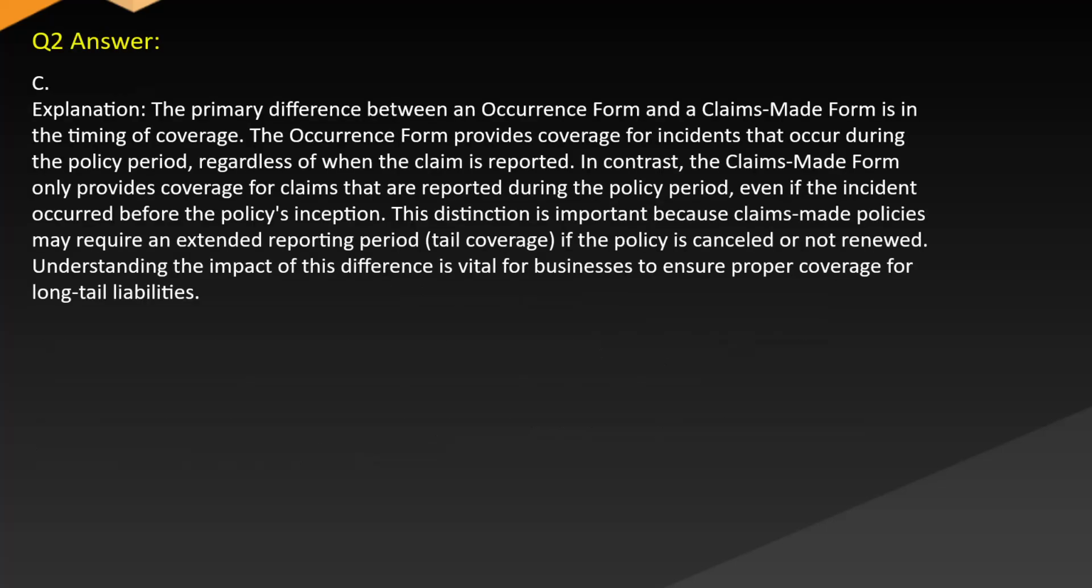Answer. C. Explanation. The primary difference between an occurrence form and a claims-made form is in the timing of coverage. The occurrence form provides coverage for incidents that occur during the policy period, regardless of when the claim is reported. In contrast, the claims-made form only provides coverage for claims that are reported during the policy period, even if the incident occurred before the policy's inception. This distinction is important because claims-made policies may require an extended reporting period, tail coverage, if the policy is cancelled or not renewed. Understanding the impact of this difference is vital for businesses to ensure proper coverage for long-tail liabilities.